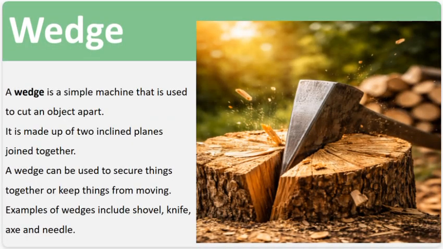A wedge is a simple machine used to cut things apart or secure them. It is made of 2 inclined planes joined together. Examples include shovels, knives, axes, and needles.